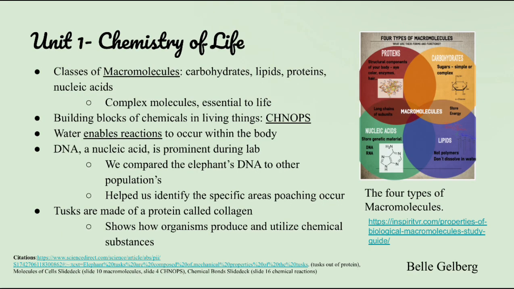So for Unit 1, Chemistry of Life, there are 3 things that make up this unit. Number 1 being classes of macromolecules, as shown in the picture, being carbohydrates, lipids, proteins, and nucleic acids. Number 2 being the building blocks of chemicals and living things, which are carbon, hydrogen, nitrogen, oxygen, phosphorus, and sulfur. And then third is water, which enables reactions to occur within the human body.